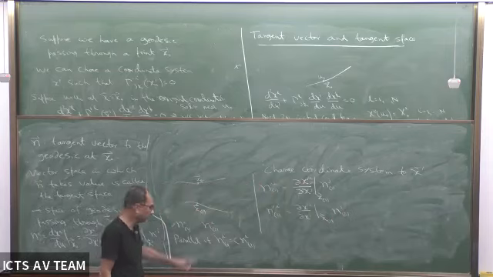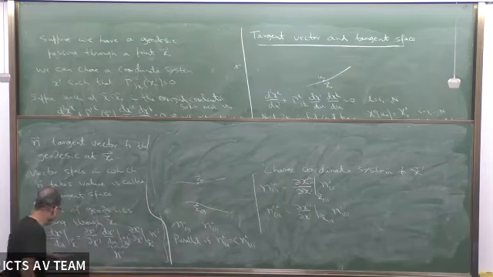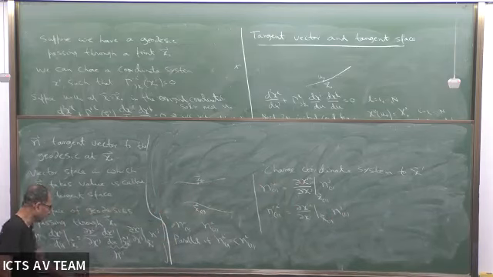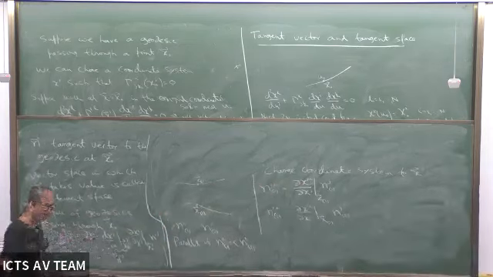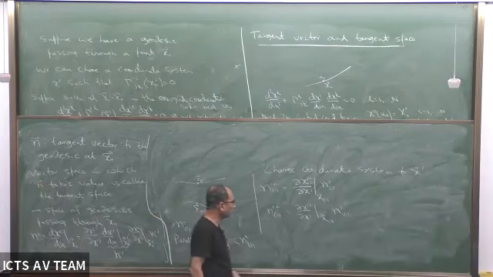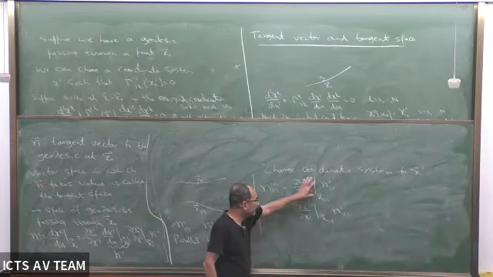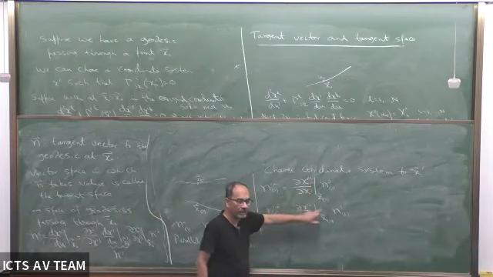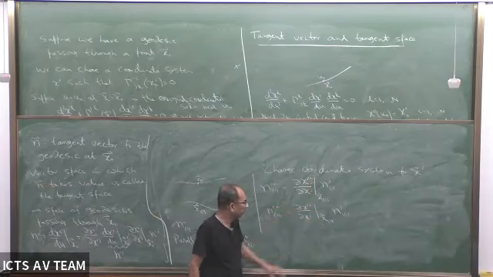Is this clear? I have just used this transformation, maybe in a reverse direction. Instead of writing n in terms of n prime, I've written n prime in terms of n. Just x and x prime exchange. But now you see that these matrices, these derivatives, are evaluated at different points. One is at x1, one is at x2. So these are different matrices in general.